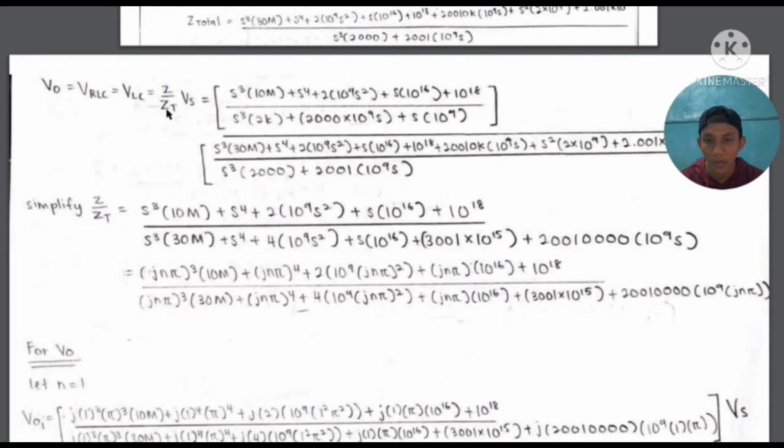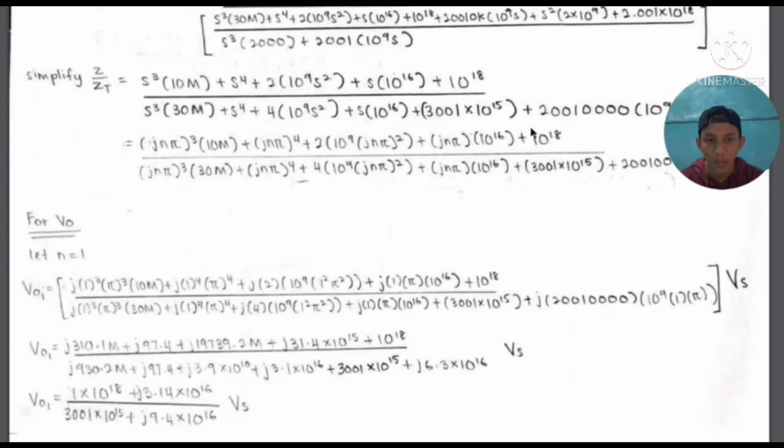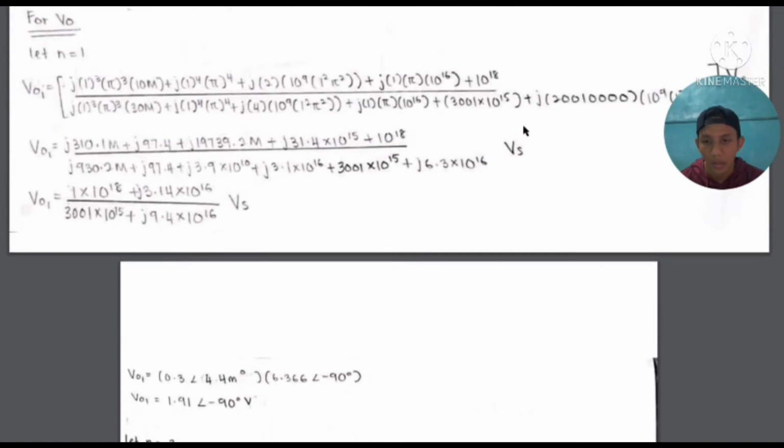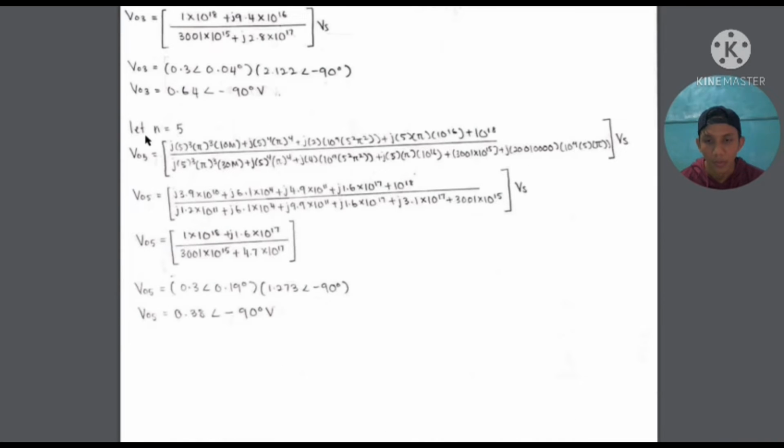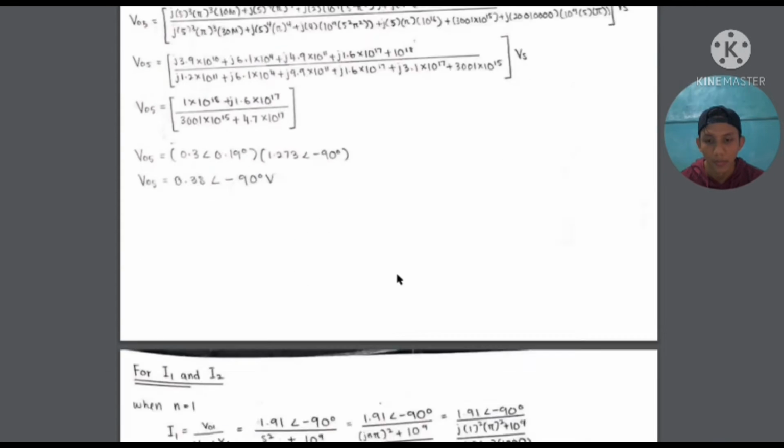Equal to Z over Z total times the voltage source. So these are the calculations that we have done. For V naughts, we find when n equal to 1, and we get the answer here. After that, we proceed to find when n equal to 3. We also find when n equal to 5.